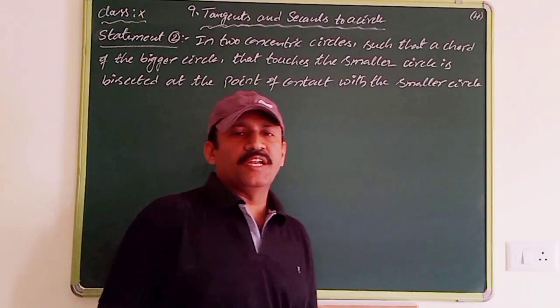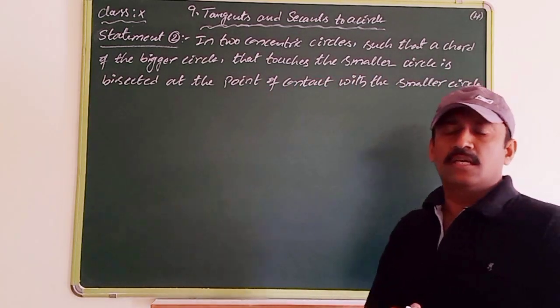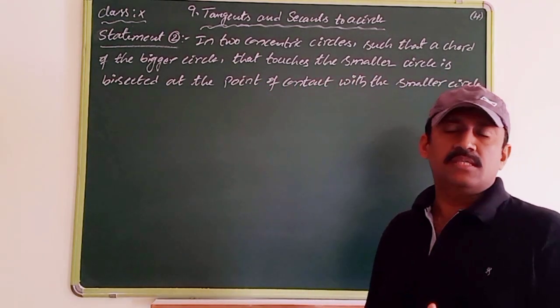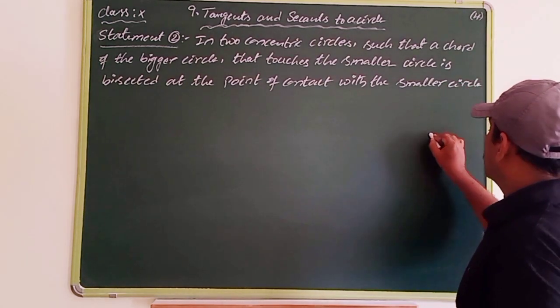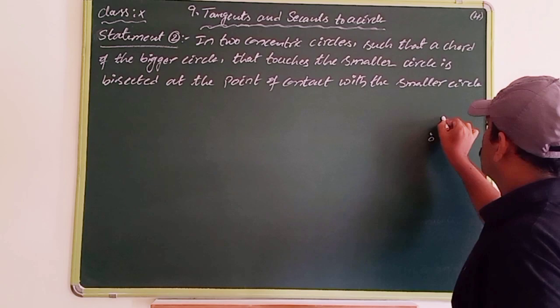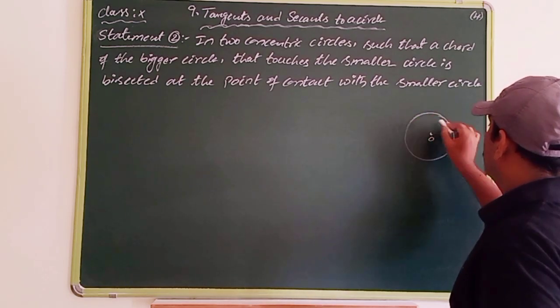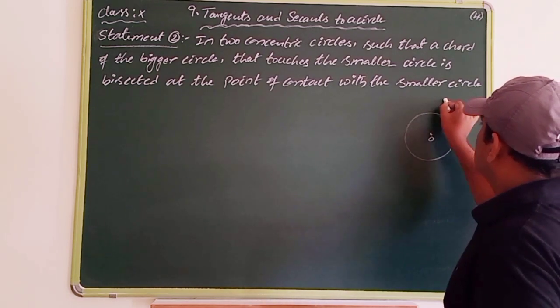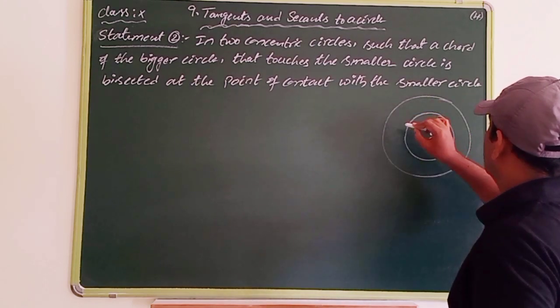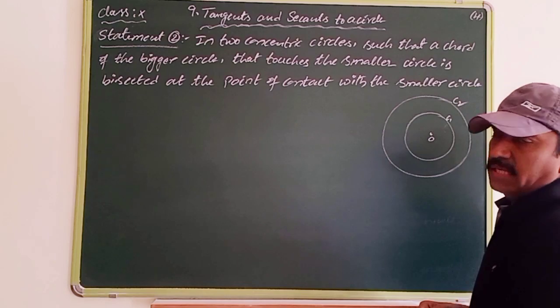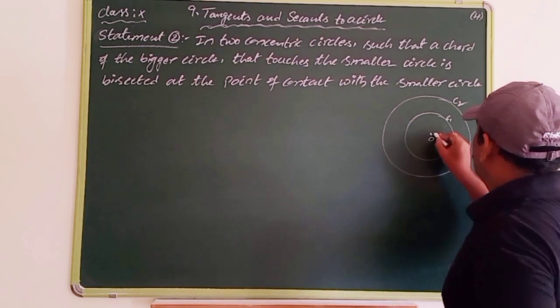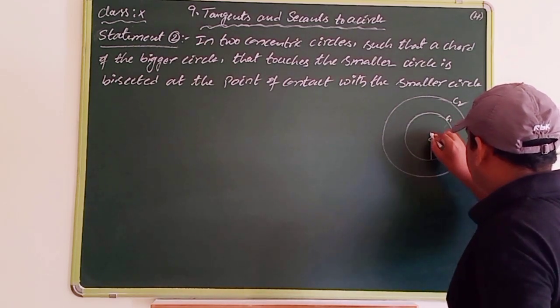Here is the second statement, that is two concentric circles. Concentric circles means the two circles which have the same center. So I am going to draw the two circles now with center O. One circle is this one, C1. Another circle, this is C2. So C1 and C2 are the two circles I have taken. Now this is the radius.